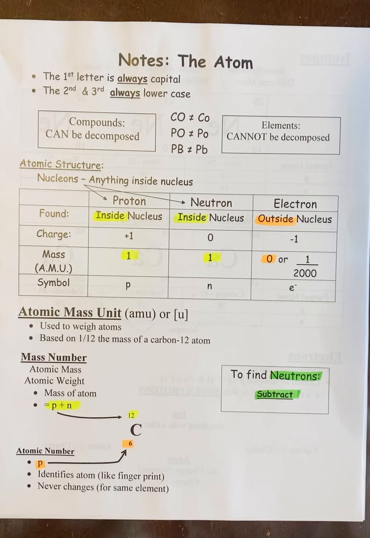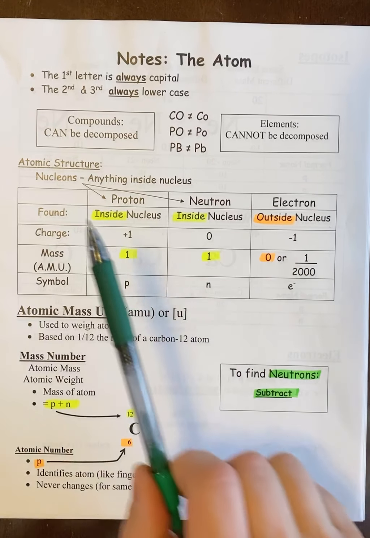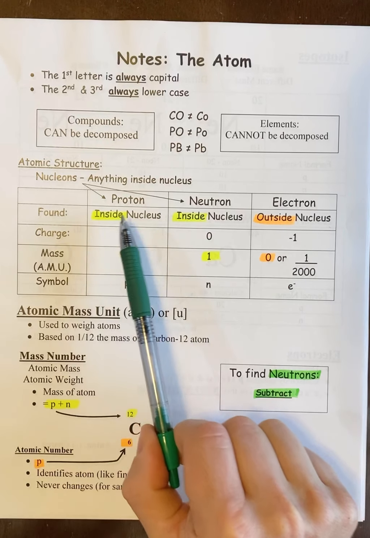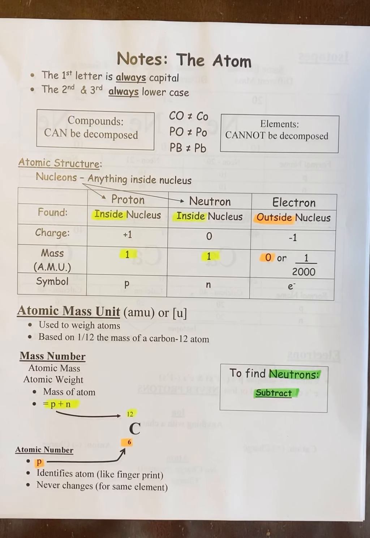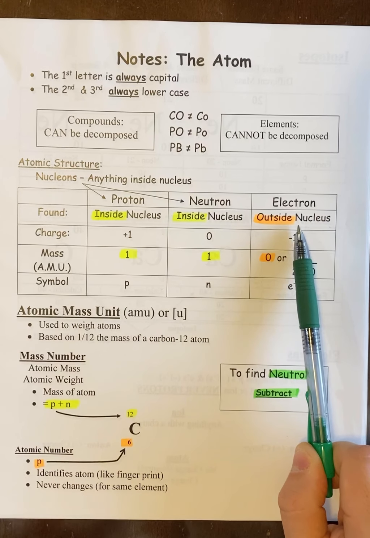Now, as far as the atom goes, this pretty much summarizes everything that's in the atom. We have three things: protons, neutrons, and electrons. Since protons and neutrons are found inside the nucleus, they can also be called nucleons. A nucleon is anything in the nucleus. Since P's and N's are in the nucleus, they're nucleons; electrons are not. We don't call them nucleons. It's that simple.